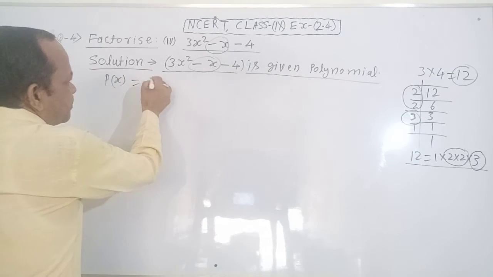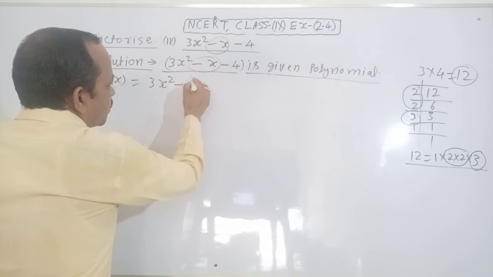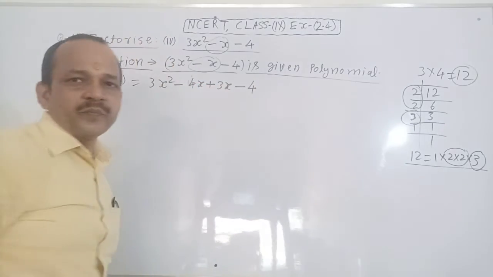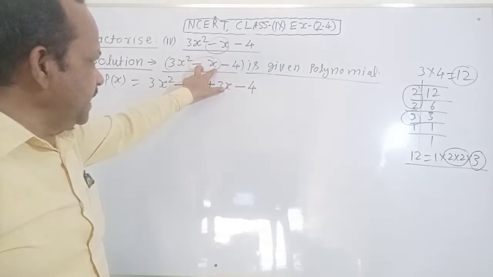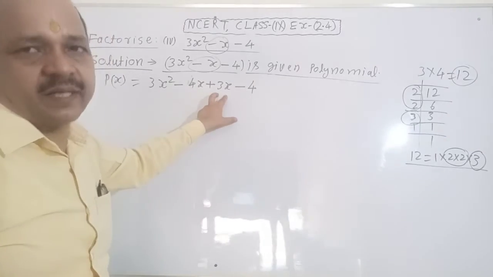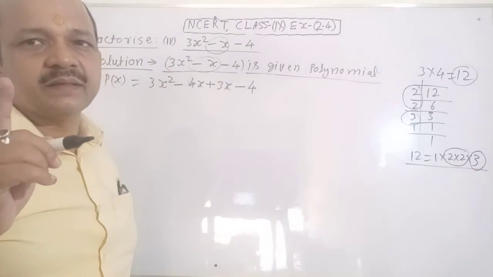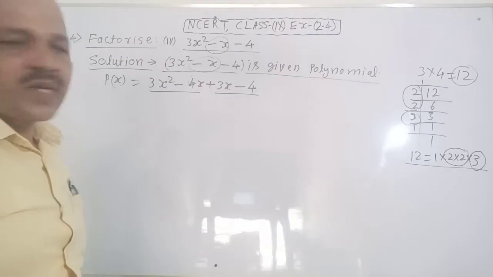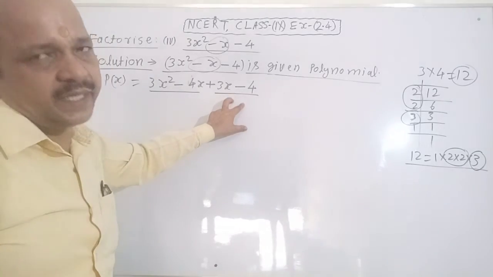You can write here Px equal to 3x square minus 4x plus 3x minus 4. You can write it as that. Clear? Here you split the middle term in this way. Minus 4x plus 3x becomes minus x. It means your process is right. Clear? You make two pairs, first pair and second pair. Take common in the first pair and then take common in the second pair.